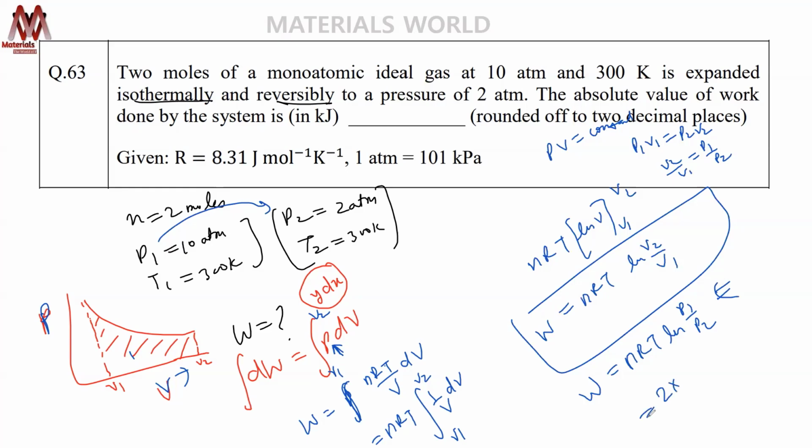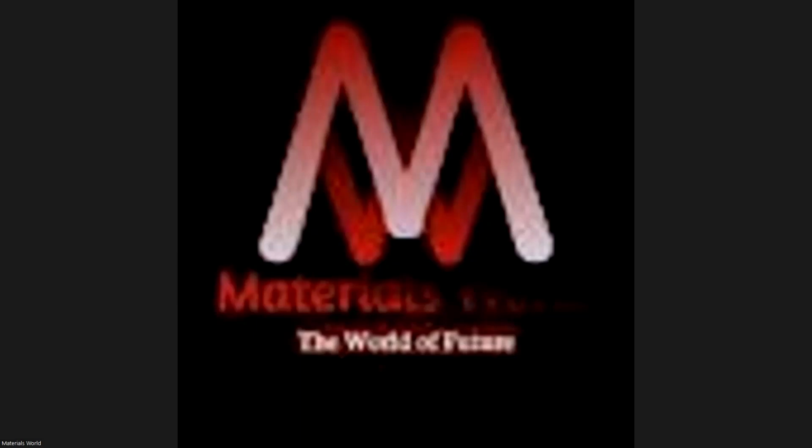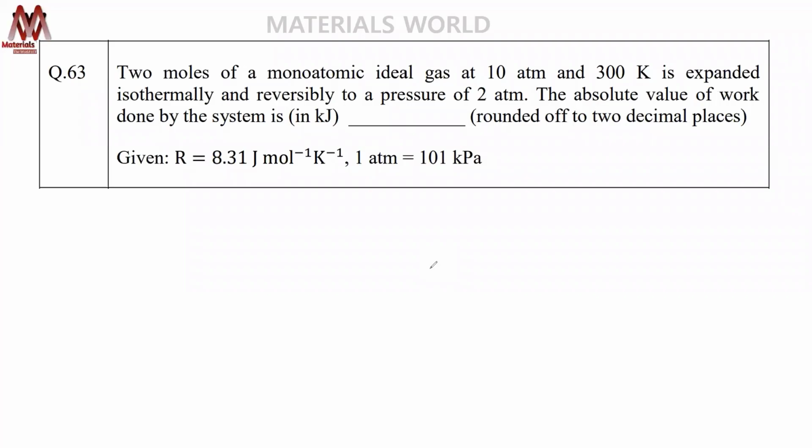Now just put in the values. n is 2 moles, R is 8.314, T is 300 Kelvin, and P1 is 10 atm, P2 is 2 atm. Oof, I'm done. Sorry guys, I cannot reverse it. I'm really sorry. Okay, so your work done is nRT ln P1 by P2.